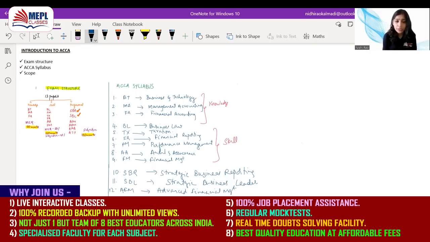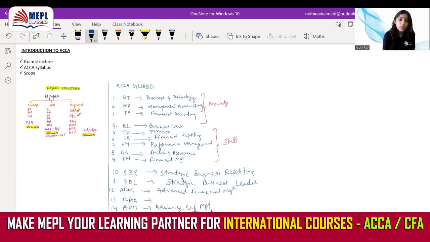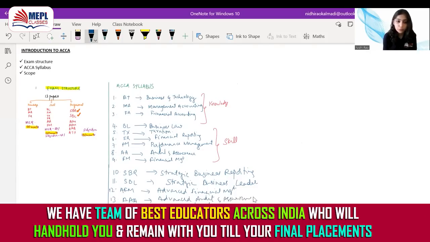Generally, the best combination is AFM and AAA, because a lot of these companies prefer students who are well versed in the field of auditing. Again, I'm going to discuss the scope, and at that time it's going to become crystal clear, the entire knowledge of what is ACCA.